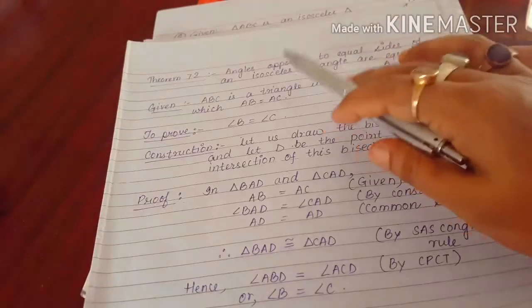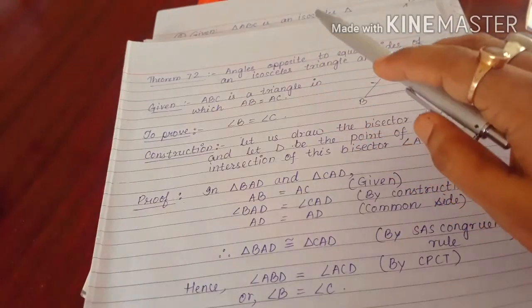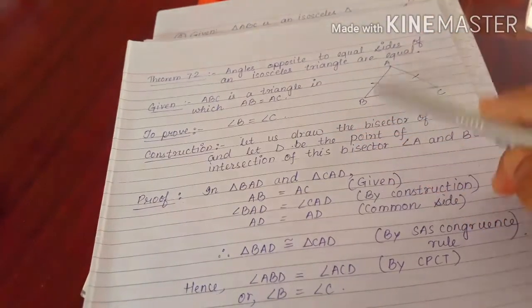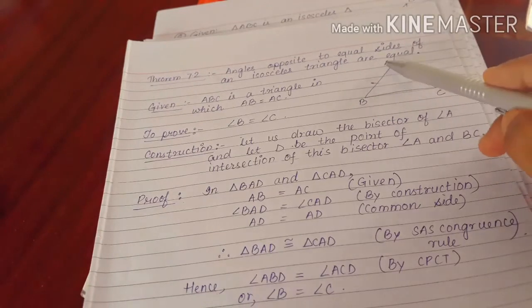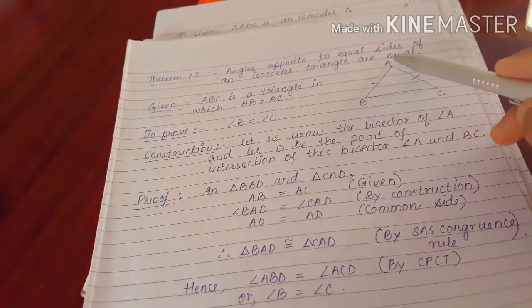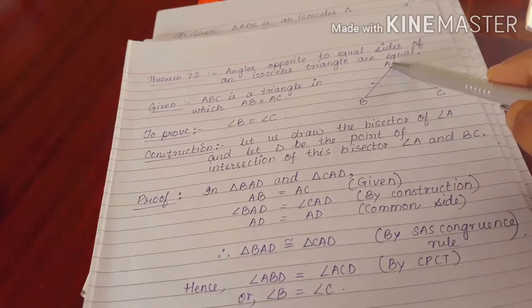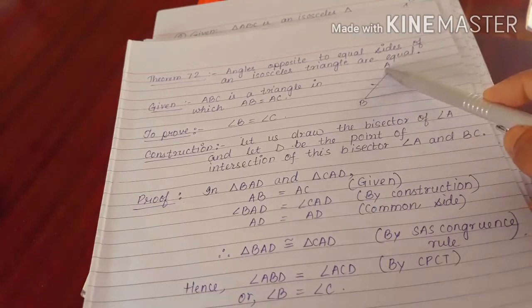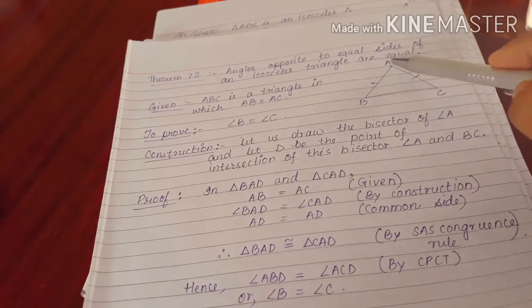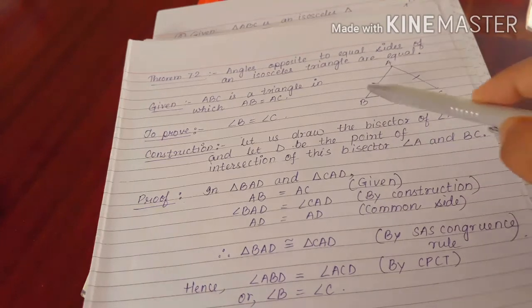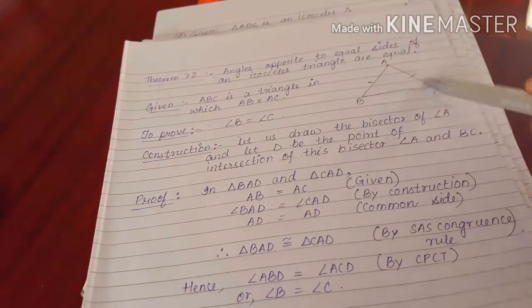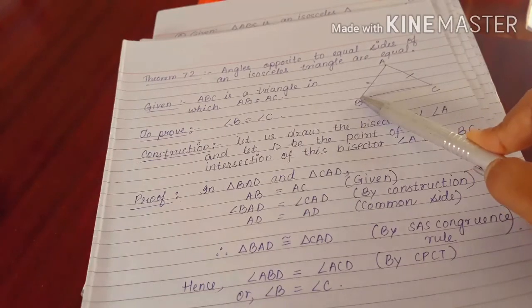So here we have to prove that angles opposite to the equal sides, that means this is the equal side, okay, AB is equal to AC. So the opposite angle of AB is angle C and the opposite angle of AC is angle B. So these two angles are equal, here we have to prove.